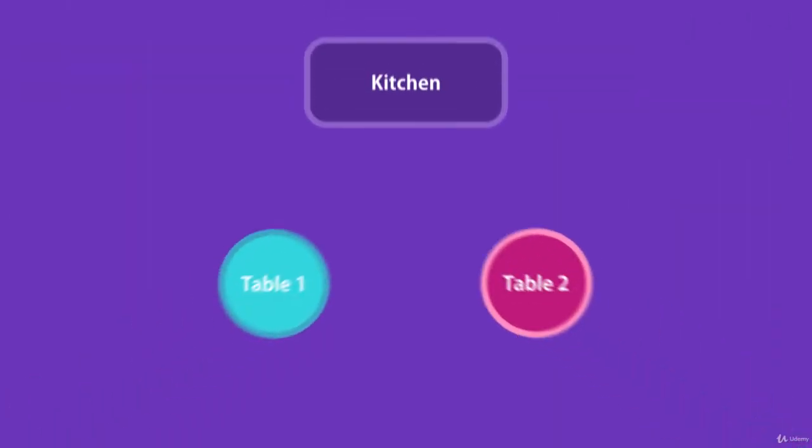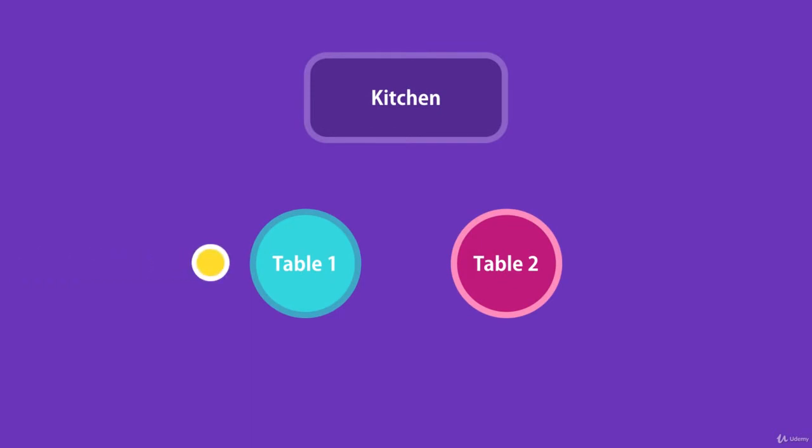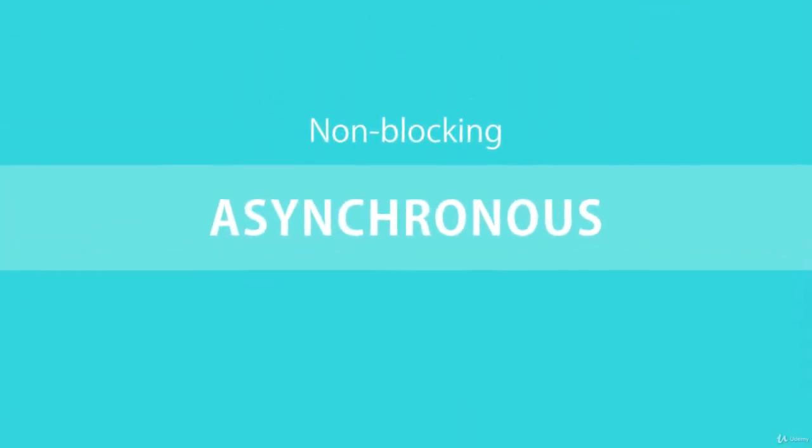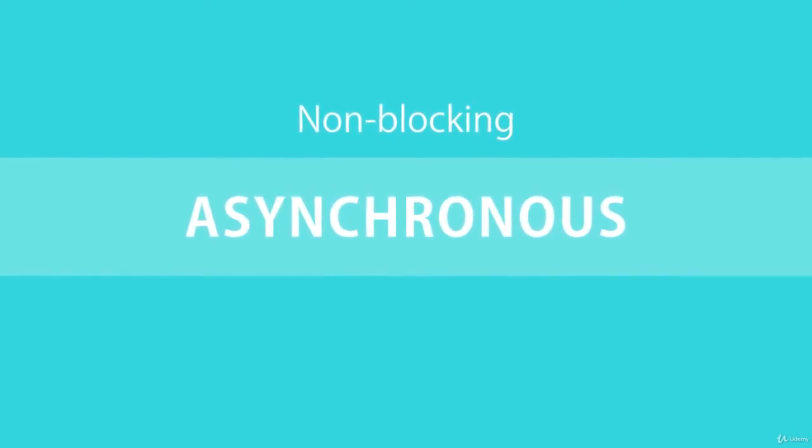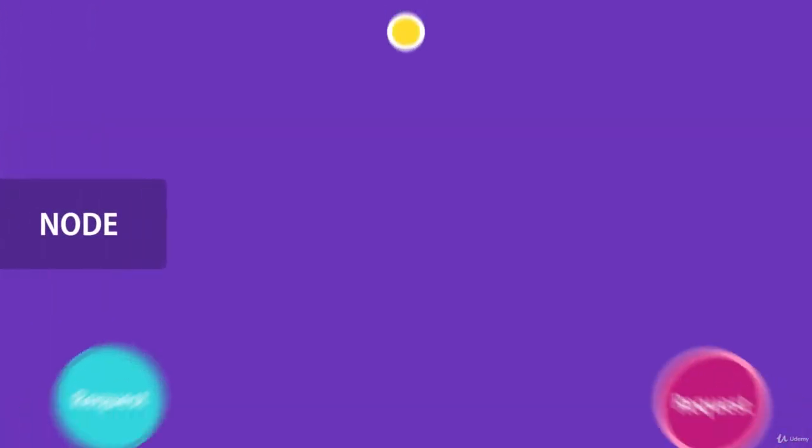Imagine you go to a restaurant. A waiter comes to your table, takes your order, and gives it to the kitchen. Then they move on to serve another table while the chef is preparing your meal. So the same person can serve many different tables. They don't have to wait for the chef to cook one meal before they serve another table. This is what we call non-blocking or asynchronous architecture. And this is how Node applications work.